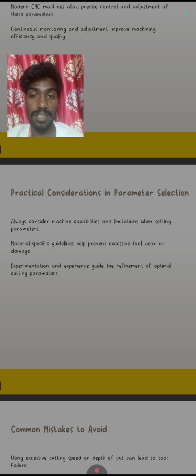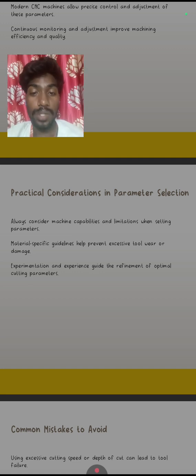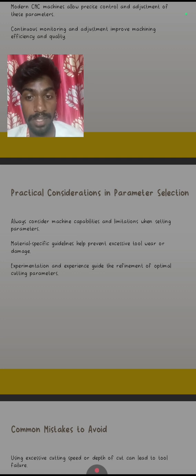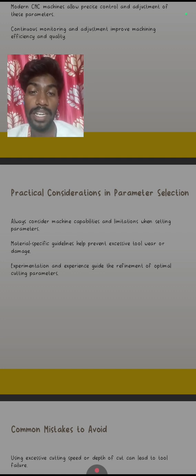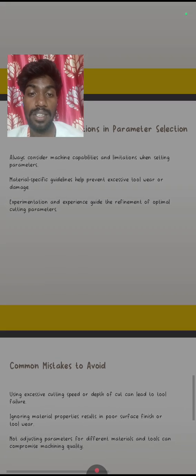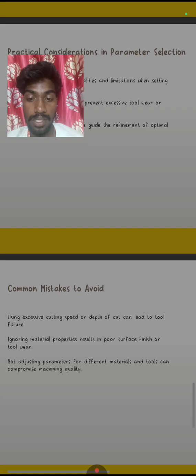Practical considerations in parameter selection. What should we consider while selecting these parameters? Always consider the machine capabilities and limitations when setting parameters. Material-specific guidelines help prevent excessive tool wear or damage. Experimentation and experience guide the refinement of optimal cutting parameters.